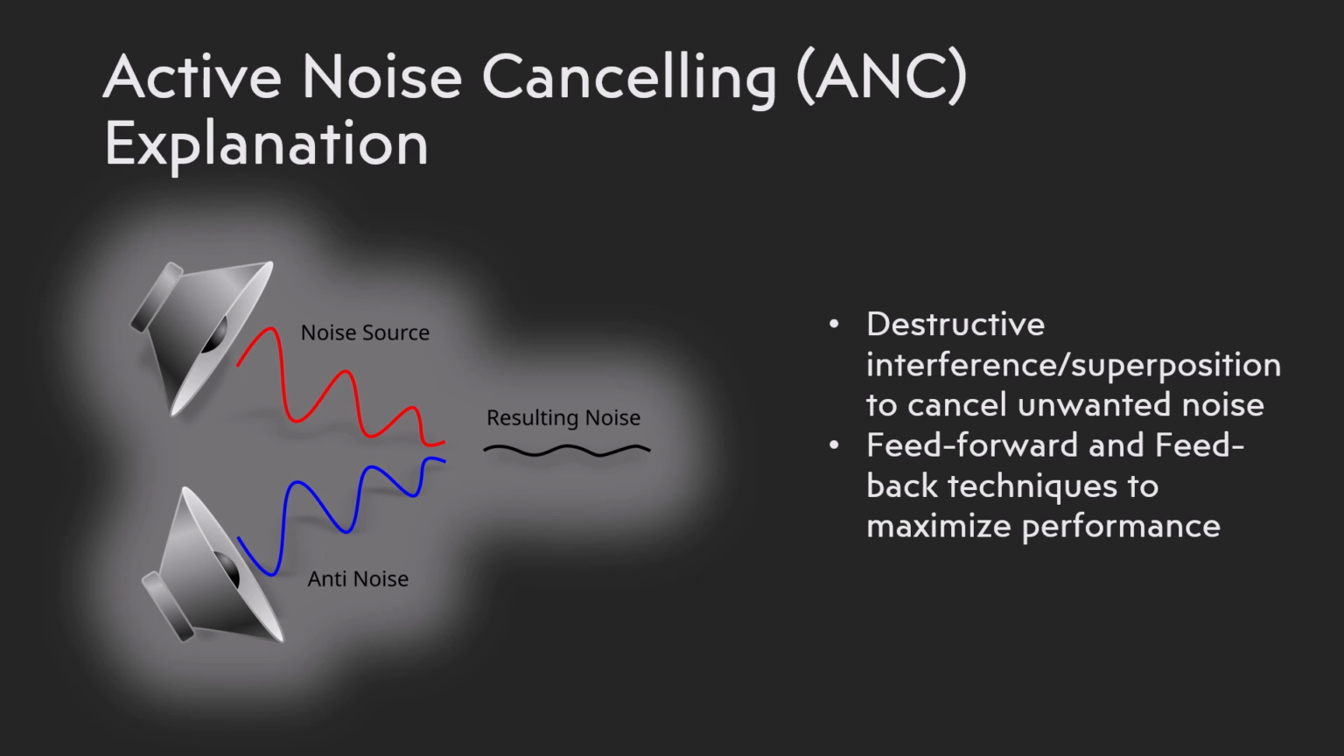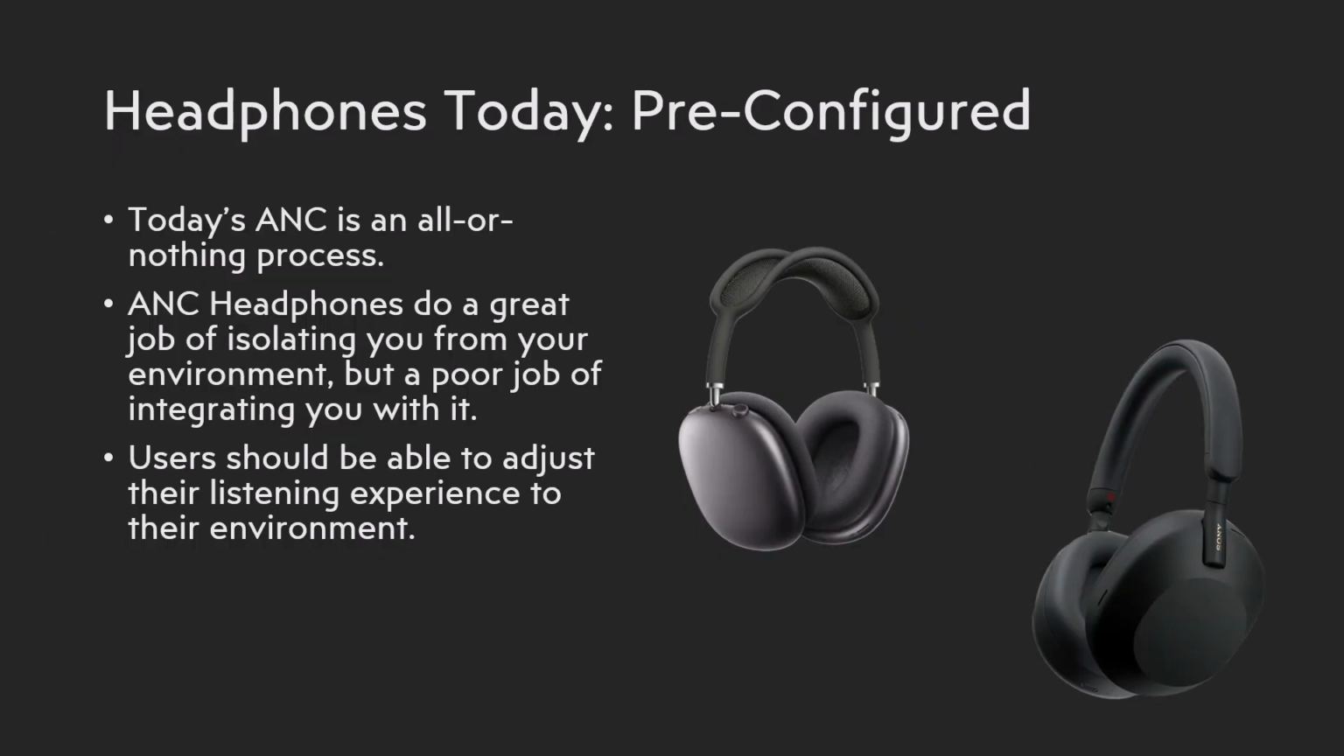So in industry, people use a mix of feed-forward and feedback techniques to ensure maximal performance across a wide band of frequencies. What this means in practice is there's typically a mic on the inside of the ear cup as well as on the outside of the ear cup that listens to what the user is hearing at the moment, as well as the sound that is heard outside, and balances these two to ensure that the user hears absolutely nothing. So headphones today are pre-configured with these settings and largely create an all or nothing process where the user hears nothing or everything when they take off their headphones.